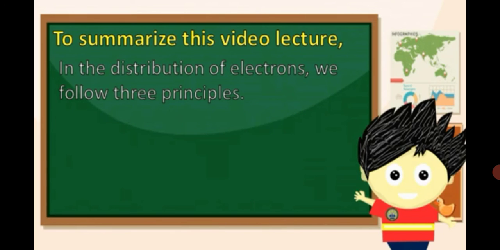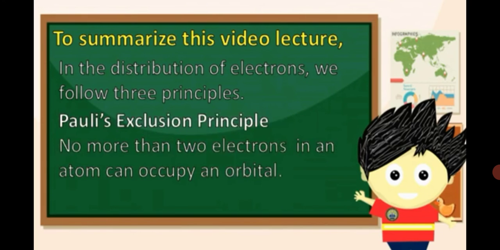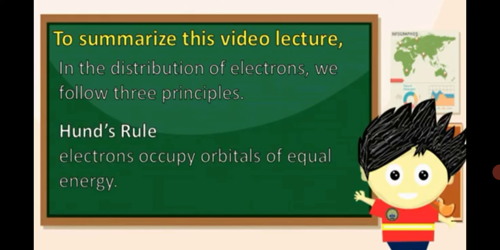Second principle is what we call Pauli's exclusion principle. It states that no more than 2 electrons in an atom can occupy an orbital. Ibig sabihin, sa loob ng isang orbital or box as a representation, ito ay may pair of electrons lamang o hindi hihigit sa 2 electrons. The third principle is what we call the Hund's rule. Electrons can occupy orbitals of equal energy. Kailangan malagyan muna natin ng isang electron ang bawat orbitals bago natin ilagay ang magiging kapareho ng bawat isa.